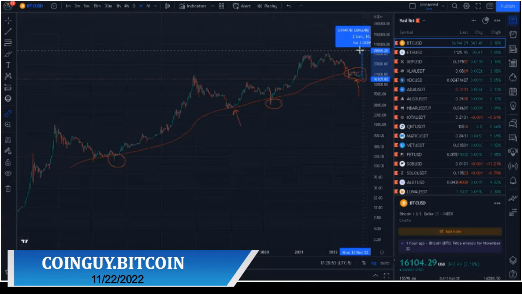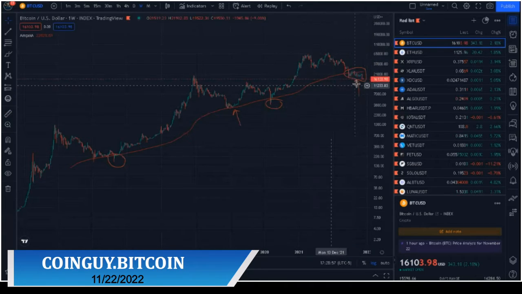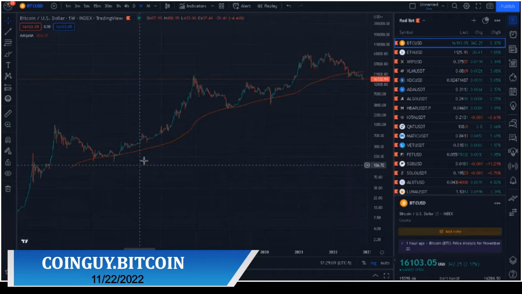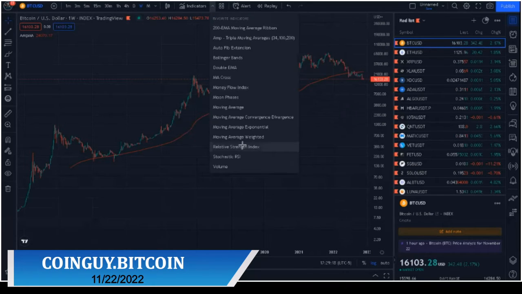It's not like it's going to take a drastic move to get one of these same situations. So I would like to think that this 200-week moving average is kind of an indicator that we've cracked the bottom. So we'll ditch that. And now we're going to ditch the 200-week moving average. Actually, I'll leave it on there. But we want the relative strength index.